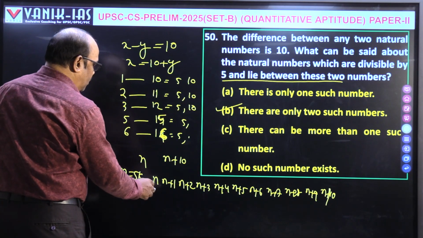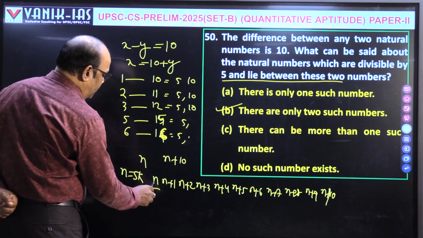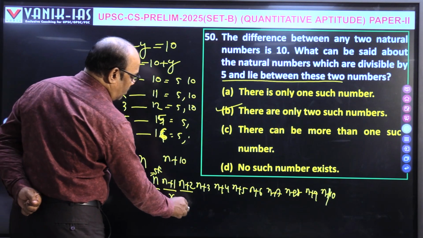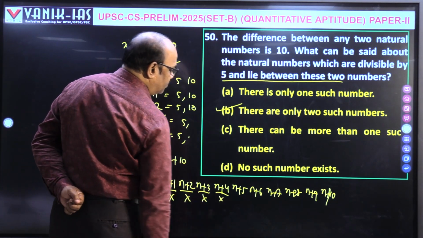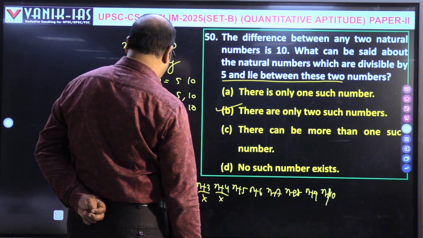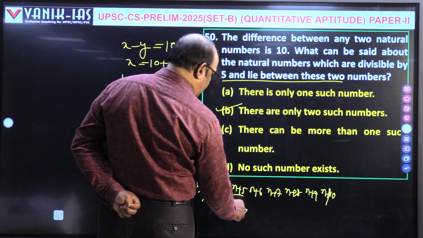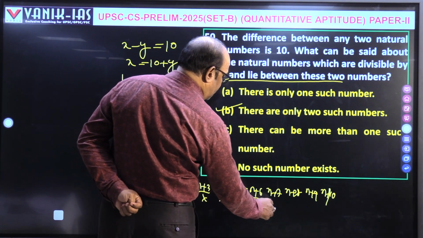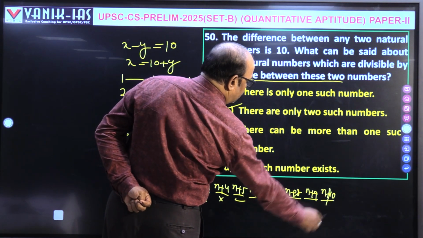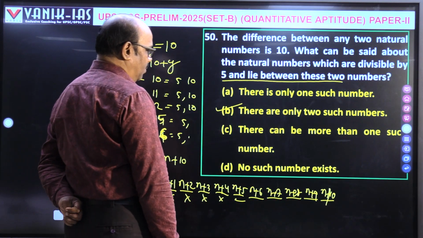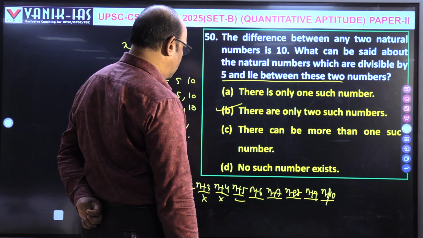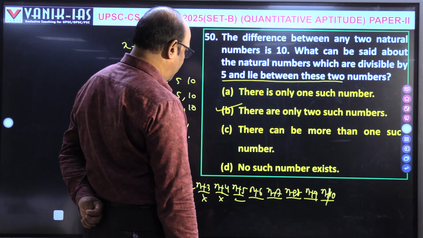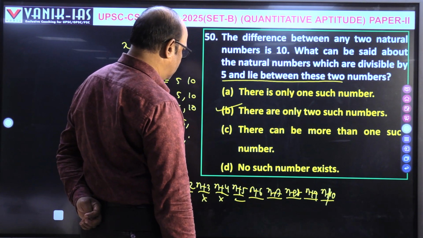So if n equal to 5k, this is divisible by 5. 5k plus 1 is not divisible, this is not divisible, this is not divisible, this is not divisible, and n plus 5, 5k plus 5, is divisible by 5. This is not divisible, this is not divisible, this is not divisible, this is divisible, this is divisible. That's why the option is there can be more than one such number, no such number exists, only one such number. 2 is coming and 3 also coming. So option B, there can be more than one such number.